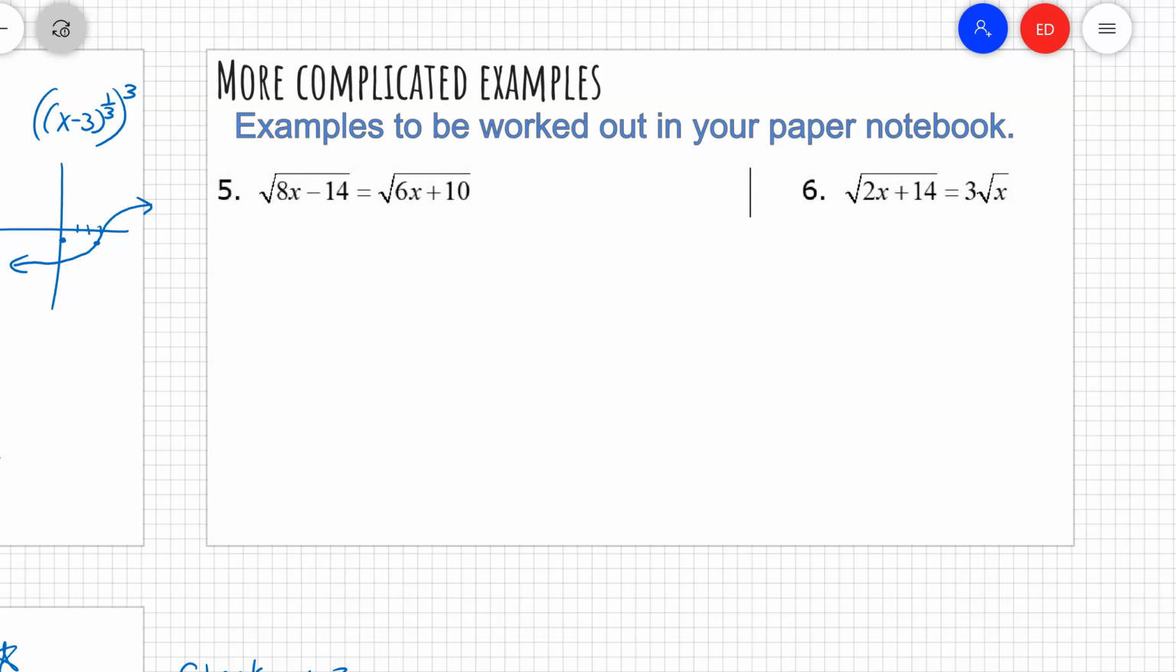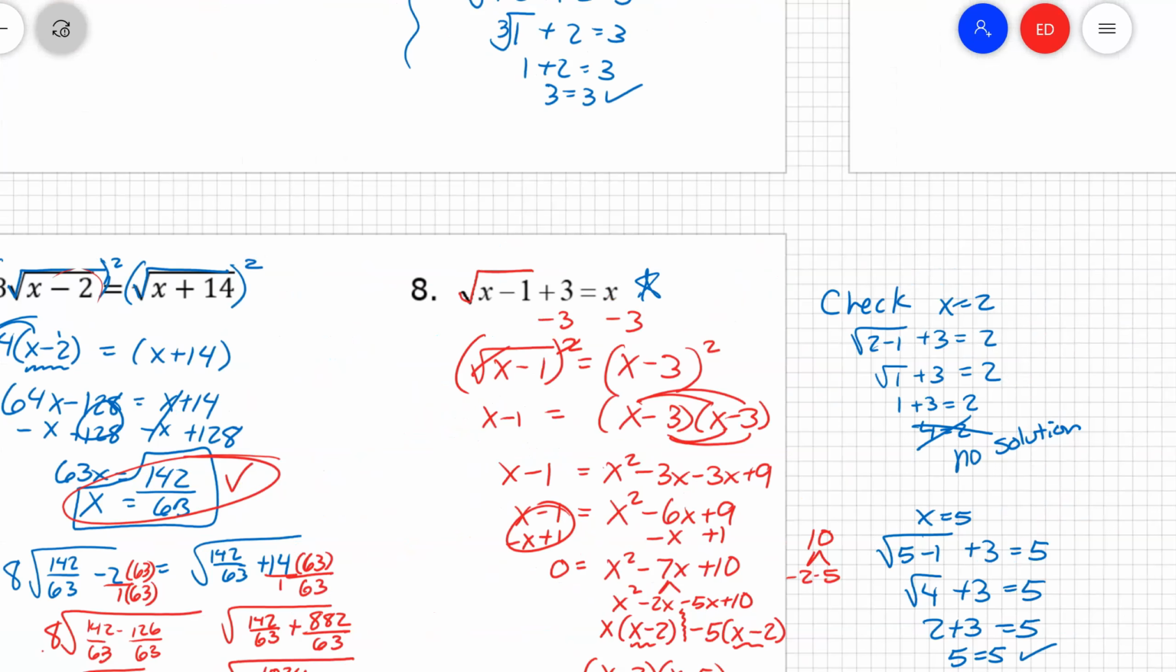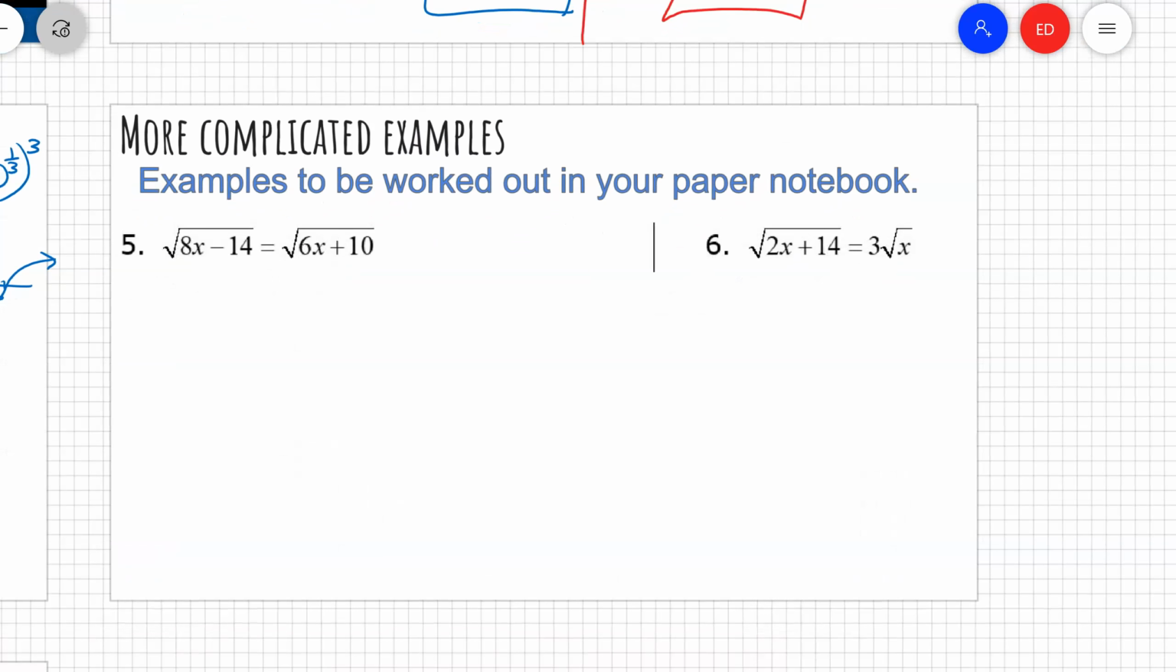and really if you understood how to do 7 and 8, you should be good. So go ahead and pause the video and try to do 5 and 6 on your own because the steps are very similar. So yeah, go ahead and do that. I'm going to pause, set it up, and then kind of talk through it.